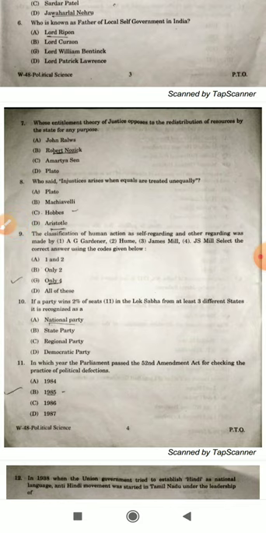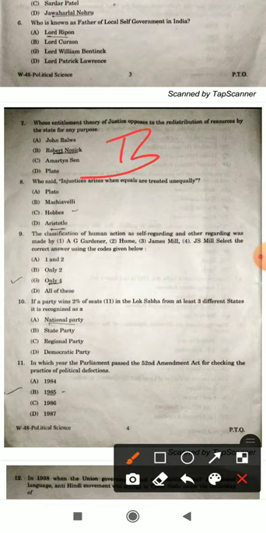Question number 7. Whose entitlement theory of justice opposes the redistribution of resources by the state for any purpose? Answer is B. Robert Nozick.